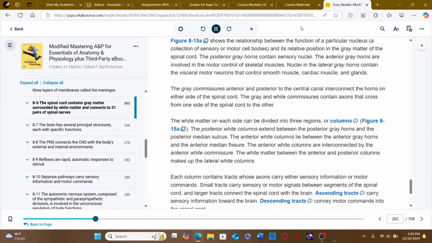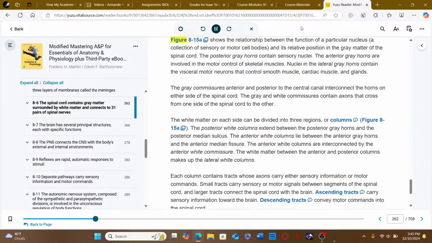Figure 8-15 full alternative text. Figure 8-15 shows the relationship between the function of a particular nucleus, a collection of sensory or motor cell bodies, and its relative position in the gray matter of the spinal cord. The posterior gray horns contain sensory nuclei. The anterior gray horns are involved in the motor control of skeletal muscles. Nuclei in the lateral gray horns contain the visceral motor neurons that control smooth muscle, cardiac muscle, and glands.